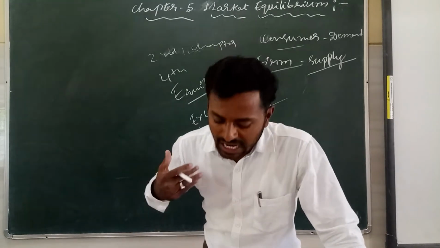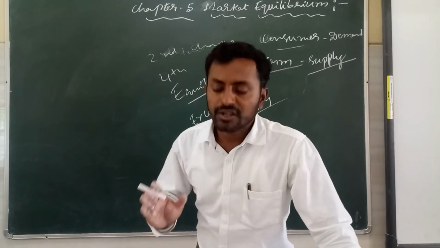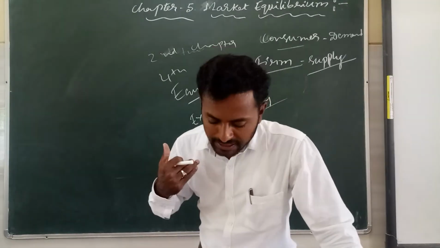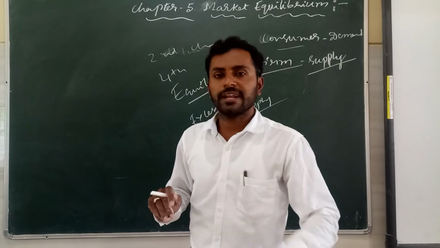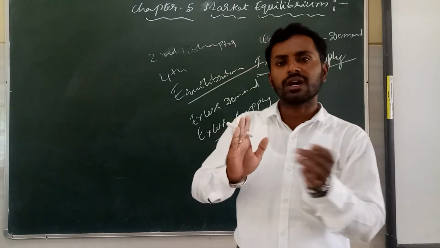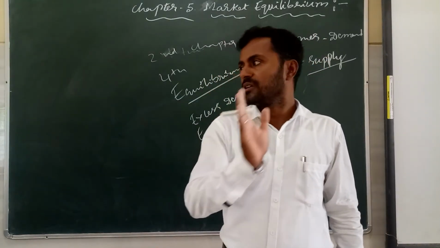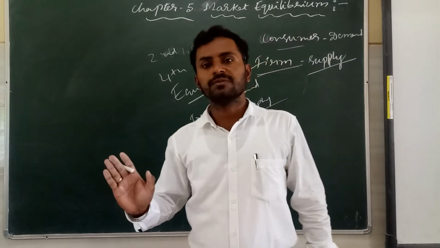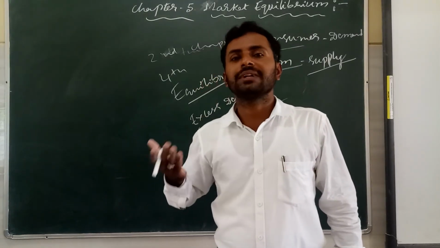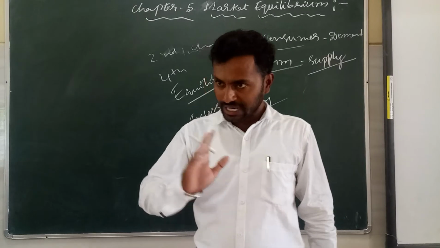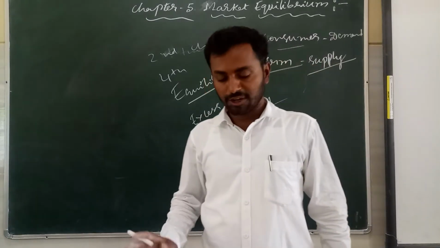Both the consumers and the firms, their objectives are compatible in the equilibrium. That means in the equilibrium both of them are present. Both consumers as well as firms are compatible in the equilibrium.